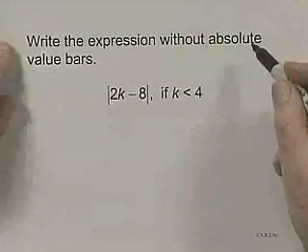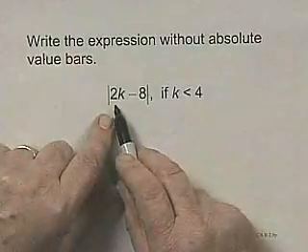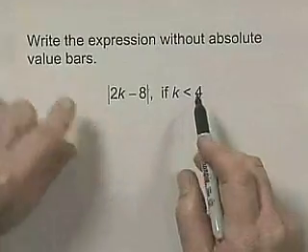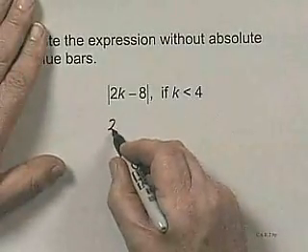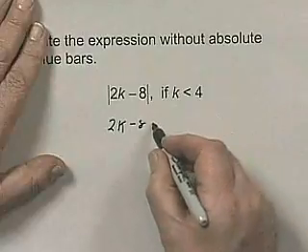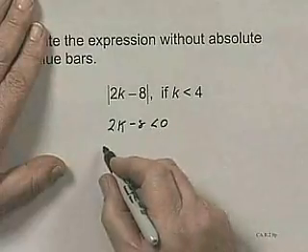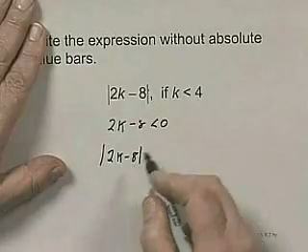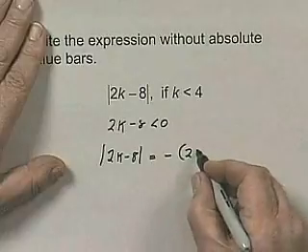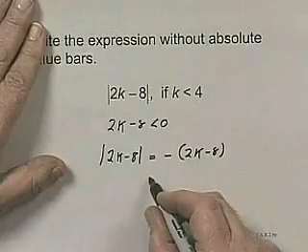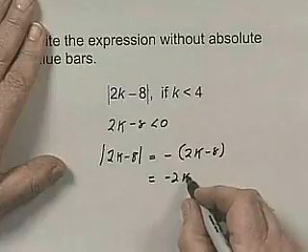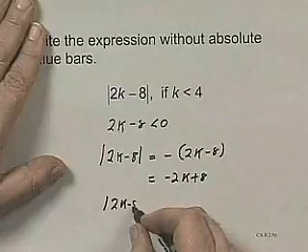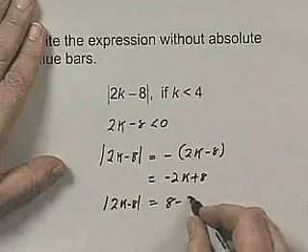Write the expression without absolute value bars. We want to evaluate the absolute value of 2k minus 8 if k is less than 4. Well, if k is less than 4, 2k minus 8 will be less than 0. So going back to our definition, since 2k minus 8 will be negative, the absolute value will equal the negative of 2k minus 8. And that will be negative 2k plus 8, or the absolute value of 2k minus 8 can be written as 8 minus 2k.